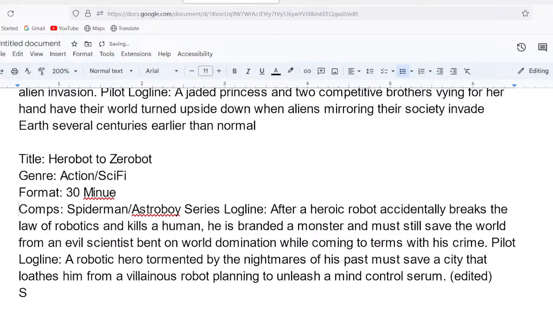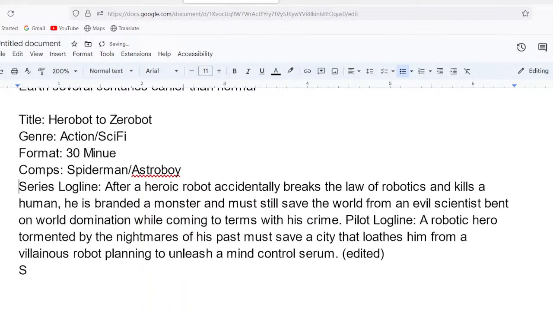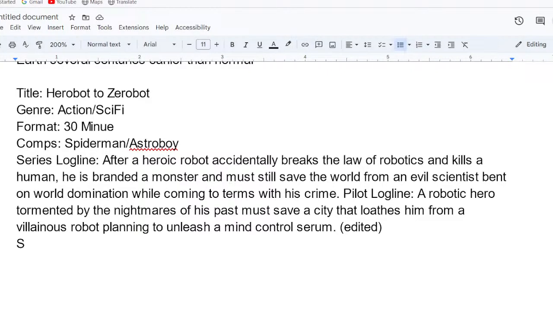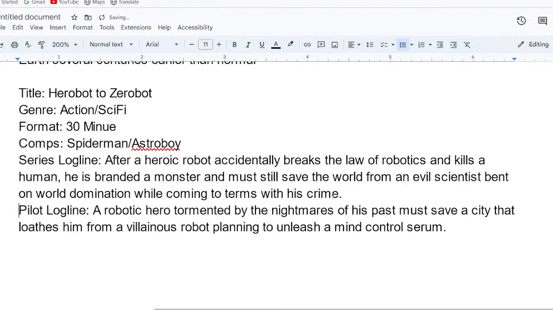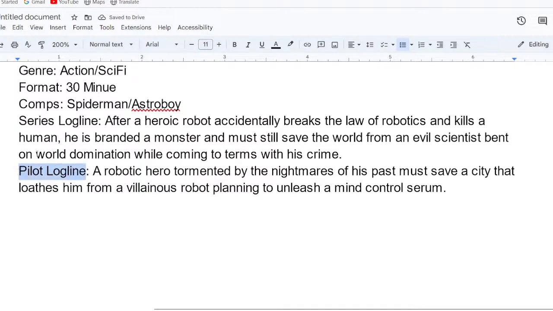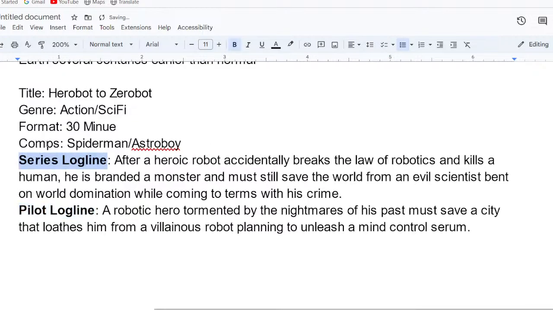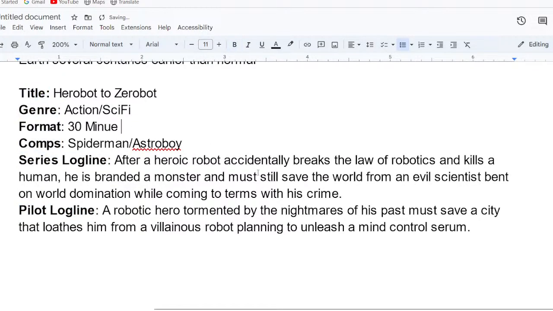Sure. Herobot to Zerobot. Genre: action and sci-fi. Format: 30 minute. Comps: Spider-Man, Astro Boy, those superhero sorts of things, all about humanoid robots. Series logline: after a heroic robot accidentally breaks the law of robotics and kills a human, he is branded a monster and must still save the world from an evil scientist bent on world domination while coming to terms with his crimes. Pilot logline: a robotic hero tormented by the nightmares of his past must save a city that loathes him from a villainous robot planning to unleash a mind-controlling serum.